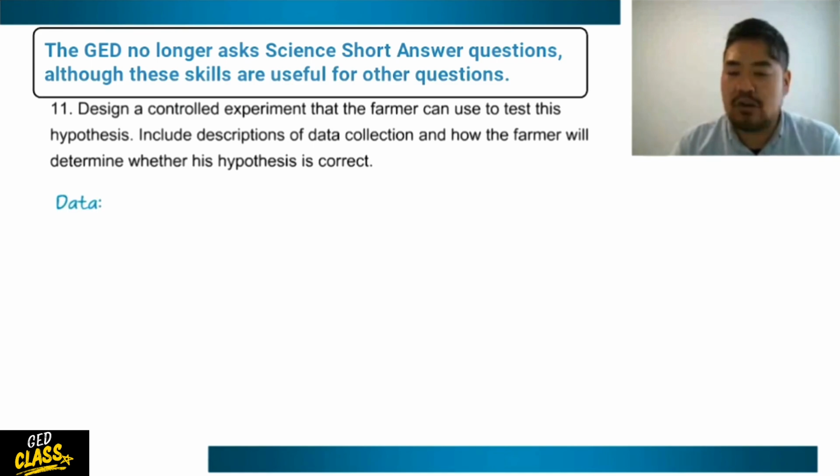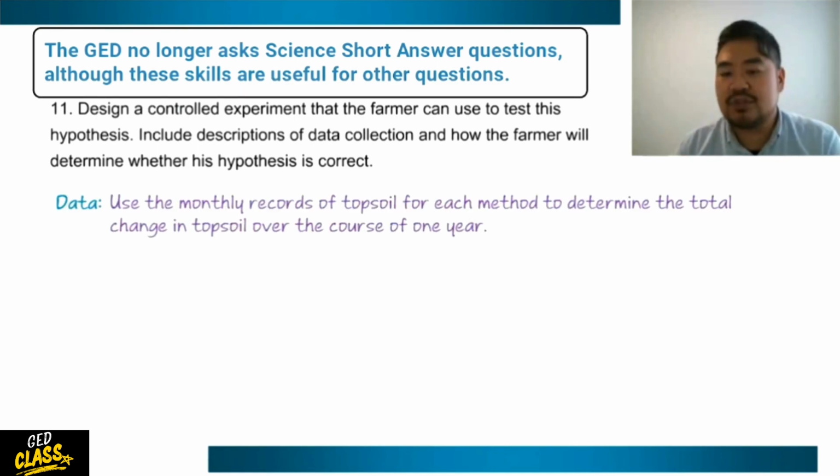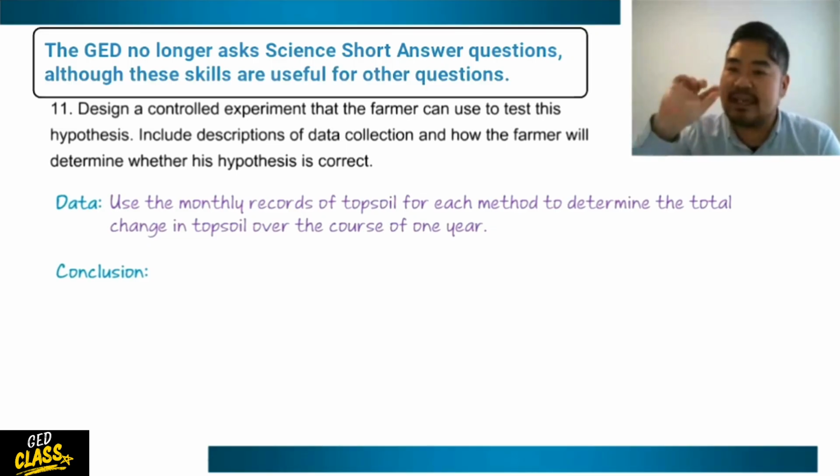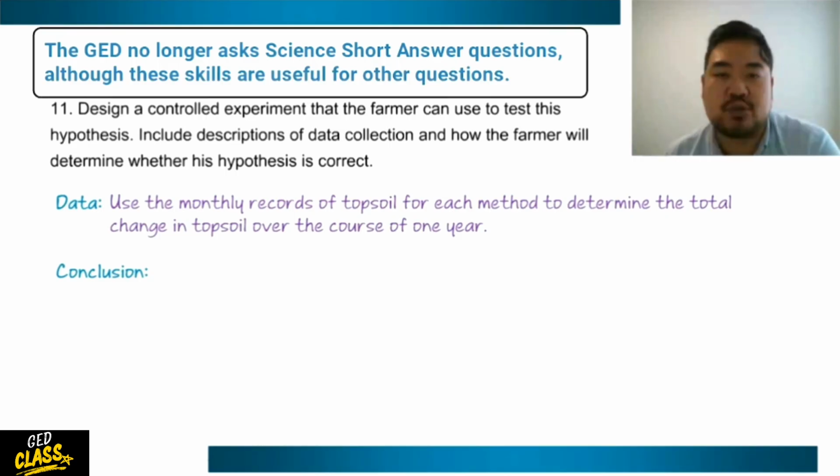So then based on the experiment, the data that we would collect: use the monthly records of topsoil for each method to determine the total changes to topsoil over the course of 1 year, right? So basically we're going to say from January to February, this much. February to March, this much. March to April, this much. Basically comparing from the previous month to see how much change in topsoil happened.